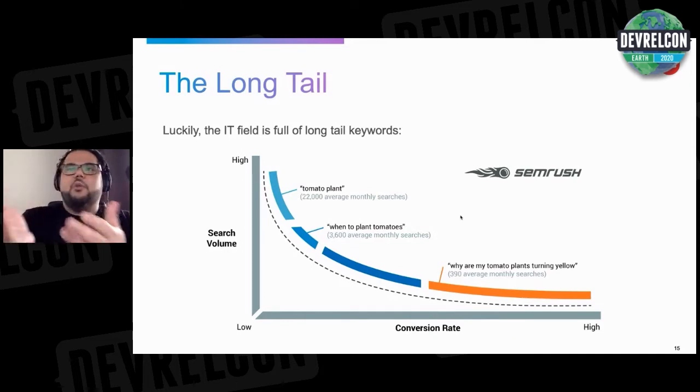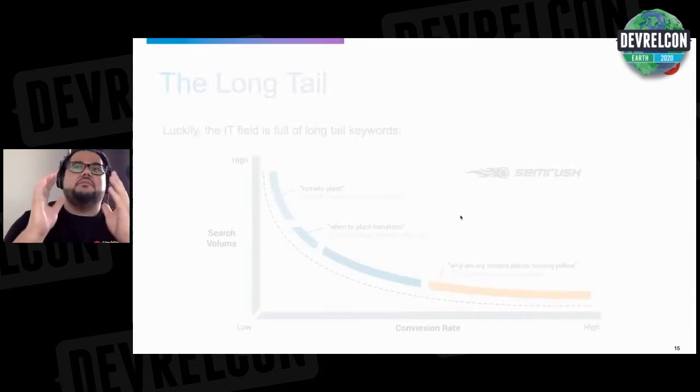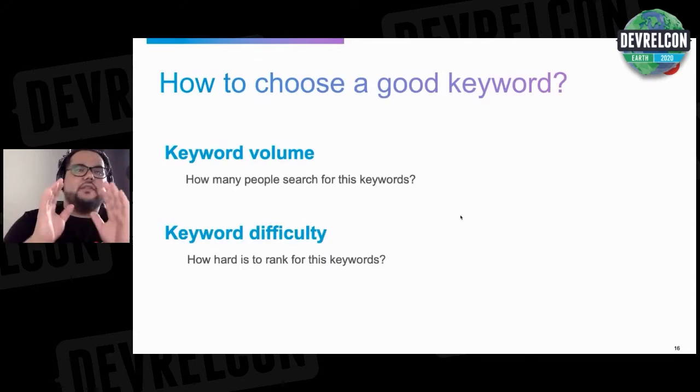However, when you are doing keyword research, you should not pick your keywords based on guesses. There are some specific metrics that you should use, and the most important of them is keyword volume, which is how many people search for these keywords monthly. And keyword difficulty, which is how hard it is to rank for those keywords.